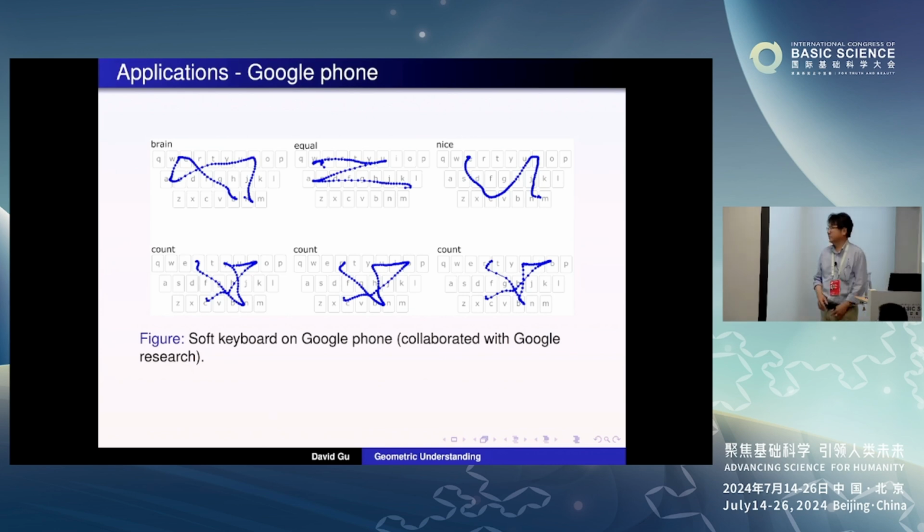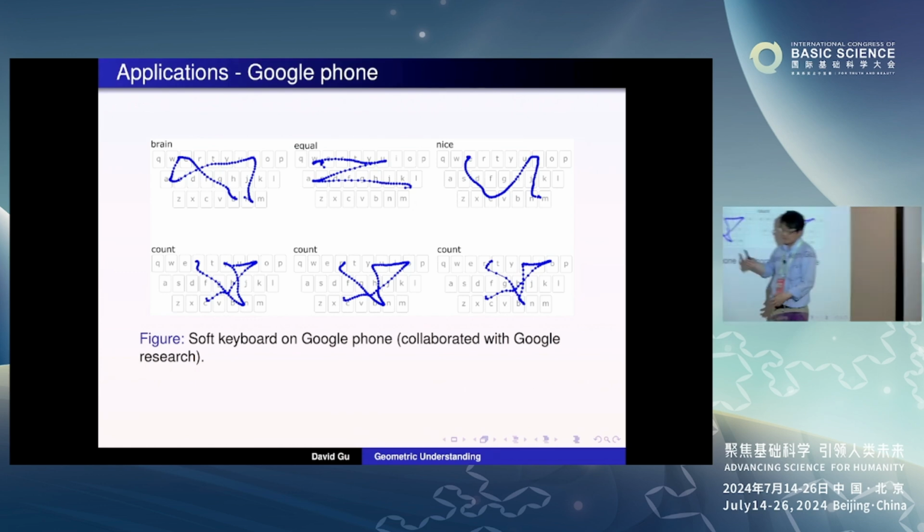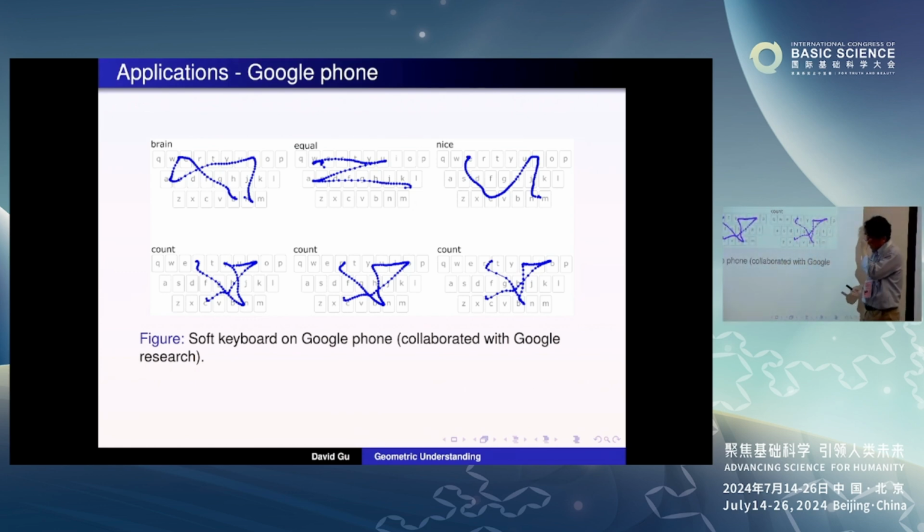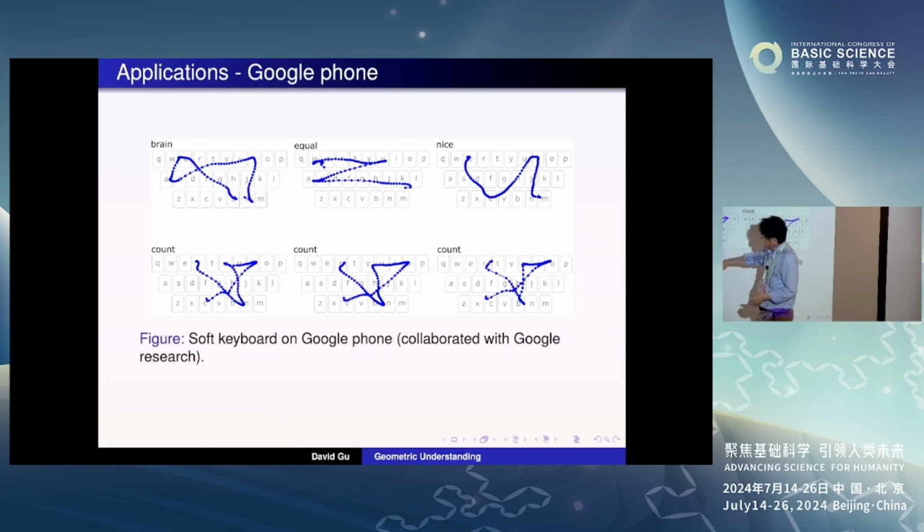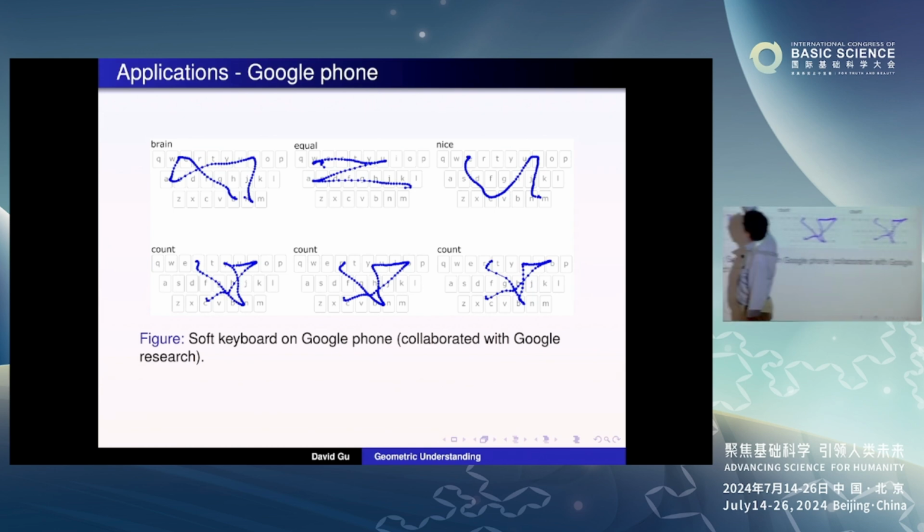Then we collaborated with Google. Google has a Google cell phone, and on the cell phone they have a soft keyboard. Currently, people input every word letter by letter. But Google is trying to promote drawing a curve for the input. For example, to input brain, you start with B, and draw a curve going to R, to A, to I, to N. So every word corresponds to a curve pattern.